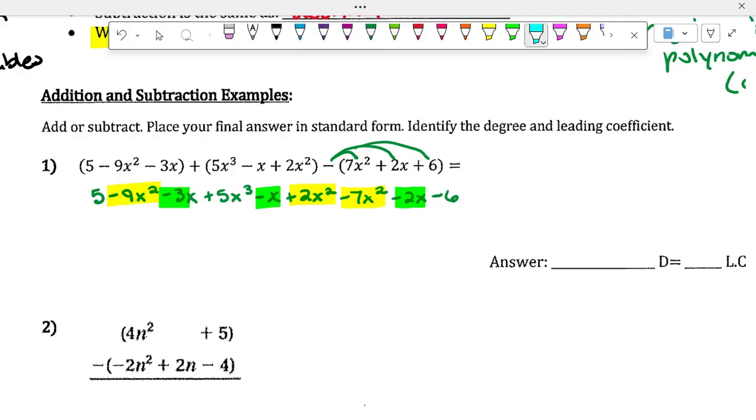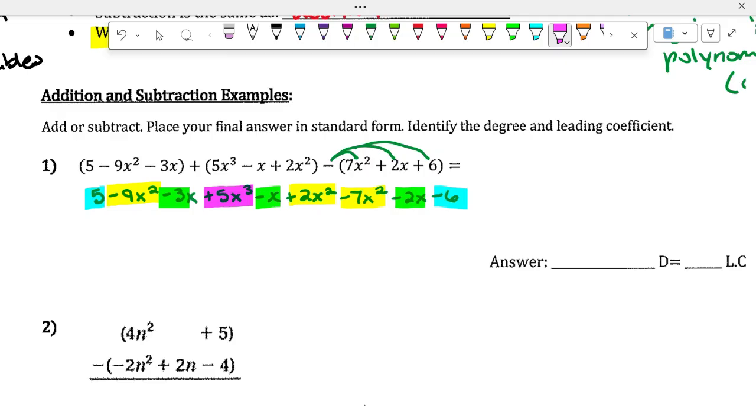Someone else. Another. 5 and negative 6. And then the x cubed, I'm still going to highlight a different color. It's just on its own. So if there's nothing to combine, you just bring it down. If it doesn't have a partner to combine with, you just bring it down as it is.